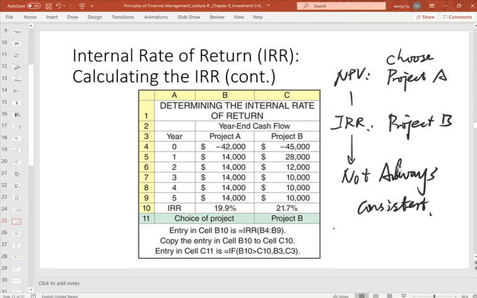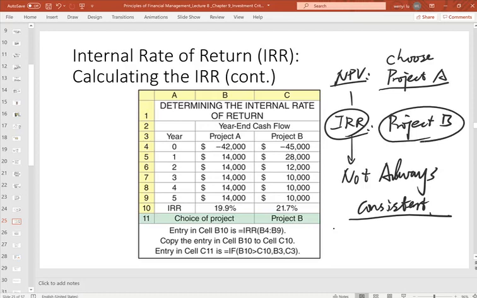Okay, so in our last video, we showed that the NPV and IRR methods do not always generate consistent decisions. Based on the NPV method, project A generates more net present value, so our choice will be project A. However, if we base it on the IRR method, we will prefer to choose project B.